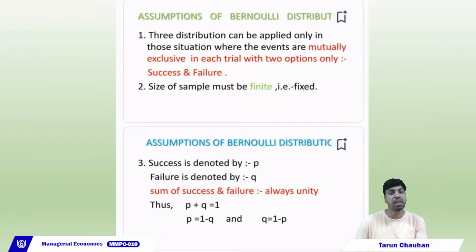That means it should be fixed. The third assumption is that success is denoted by P and failure is denoted by Q. So there is a mathematical formula: the sum of both is equal to 1. So when we calculate the probability of success, that is 1 minus Q, and when we calculate the probability of failure, that is 1 minus P. So these are a very small and limited set of formulas which will be used in calculating the probabilities using this approach.